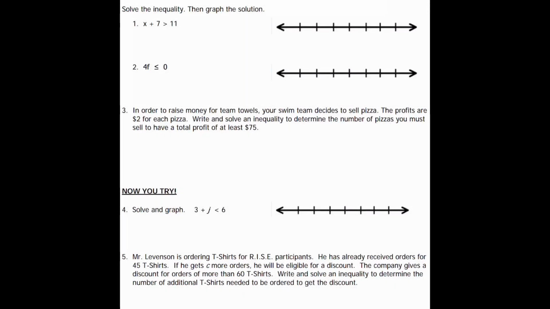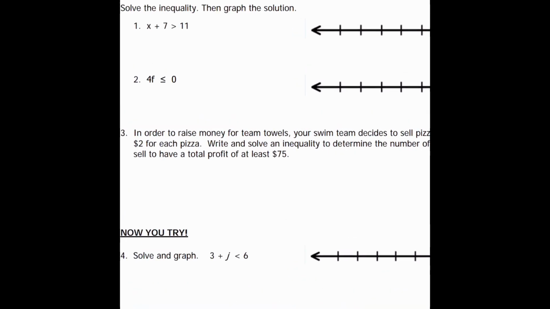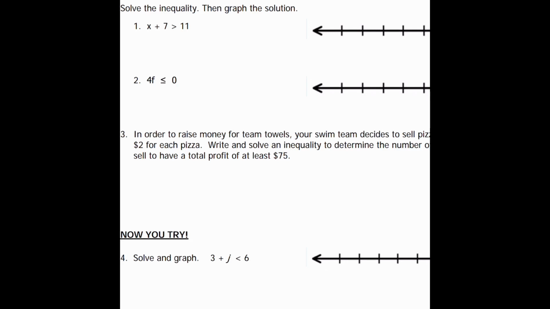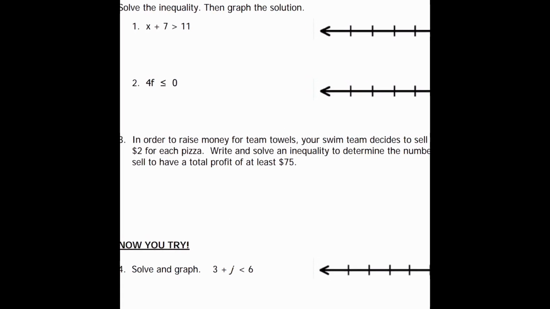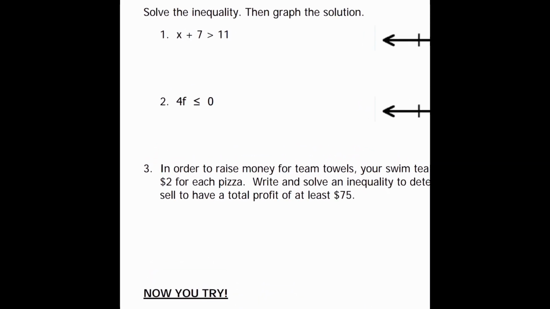Super. Time to practice some questions together. Number 1, we're going to solve the inequality and then graph the solution. So number 1 says x plus 7 is greater than 11. So we are going to solve this inequality just like we would if there was an equal sign here. So I'm going to isolate the variable using my inverse operation. The inverse of addition is subtraction, so I'm going to subtract 7 from both sides. In doing so, we get x is greater than 11 minus 7 is 4. So that's the solution to this inequality.